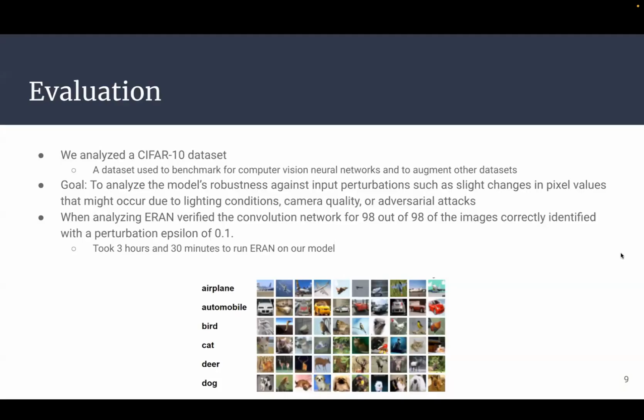So for evaluating the model, we decided to analyze it on the CIFAR 10 data set, which is commonly used as a benchmark for a lot of other models. If you've done neural networks, you've probably used it before. The goal overall is to classify images into 1 of 10 categories, like a car, a bird, or a cat. And the goal for ERAN here is to analyze the model's robustness against these perturbations that we just mentioned, such as slight changes in pixel values due to different lighting conditions that these actual images may be in, camera quality, or even adversarial attacks.